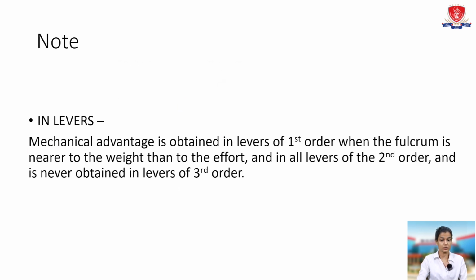Now, we should note that mechanical advantage is obtained in a lever of first order when the fulcrum is nearer to the weight than to the effort. That means that the effort arm is lengthier. It is also obtained in all levers of second order, because in the second order, weight is at the center. So you can automatically understand that if the weight is in the center and the effort is on the lengthier side, the effort arm will be longer than the weight's arm. It is never obtained in a lever of third order, because in the third order lever, effort is in the center. So obviously, the effort arm will be lesser in length than the weight's arm.